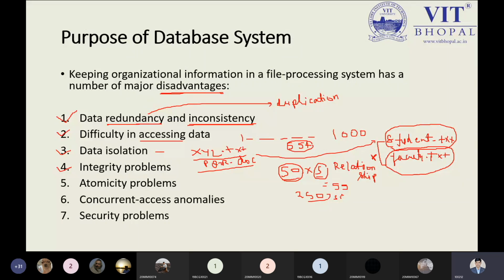So instead of 50 into 5, we can do 50 plus 5. So we have a total of 55 records, and all these 55 records are related to each other. So there is no duplicacy, and we can prevent such duplicacy. So what we are doing is solving the integrity problem. That is the integrity problem. Now, is it clear? Yes, sir. Clear.